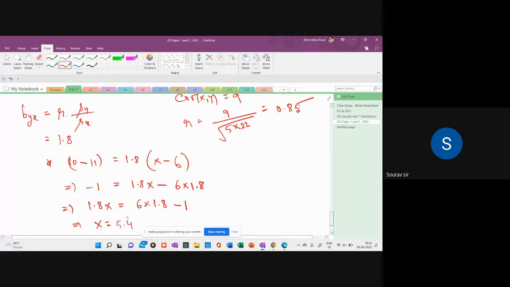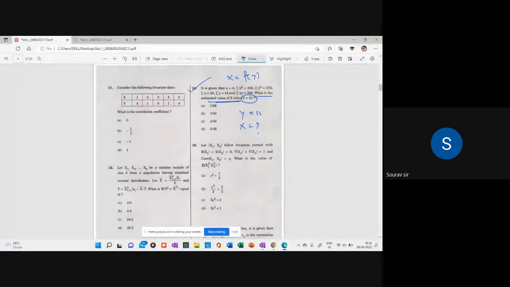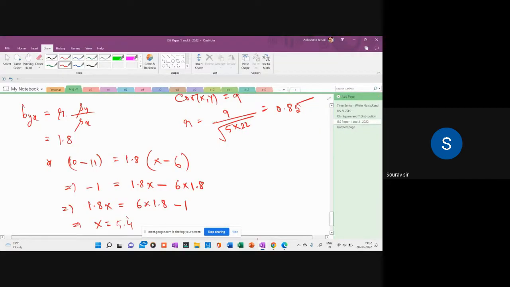So let's check out the answer. It's 5.44 something. So 5.4, it's close to this value, 5 point something. So what we can do, we can try this out in a reverse manner as well.